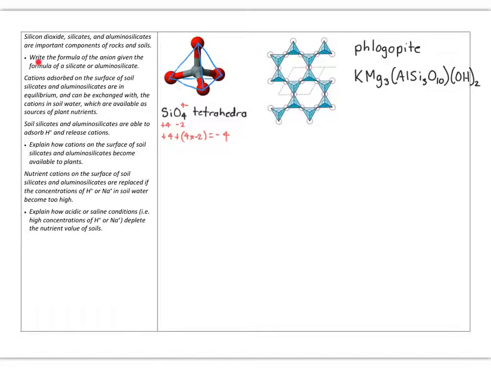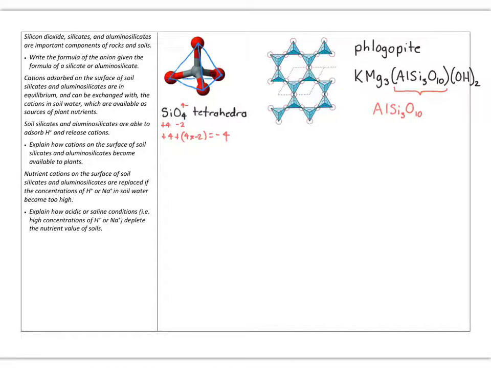So now let's look at how to write the formula of the anion given the formula of the silicate or aluminosilicate. So we've got phlogopite here, and this is the formula for phlogopite. What we need to firstly do is identify the aluminosilicate part of it, which is this part here. So basically, it's like a repeating unit in a polymer. That is the aluminosilicate part. You can normally easily tell that from the formula.